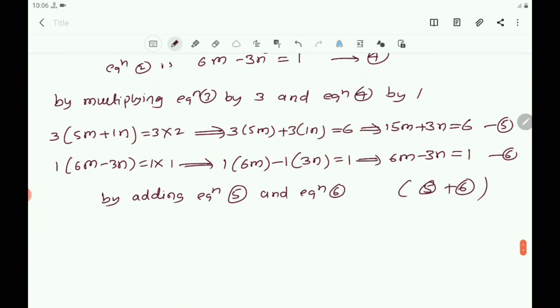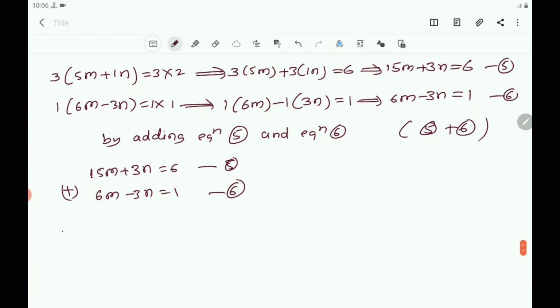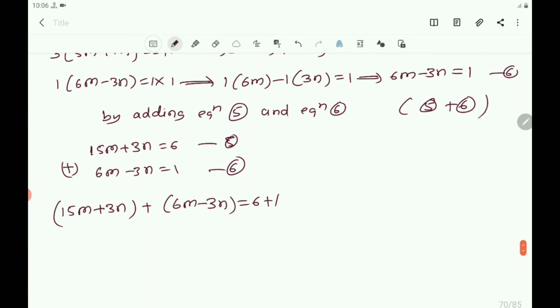Now you write 15m plus 3n is equal to 6, that is addition here, 6m minus 3n is equal to 1. This is the fifth, this is the sixth. Now you write 15m plus 3n plus 6m minus 3n and 6 plus 1. Add LHS to the LHS and RHS to the RHS. Now you open the bracket: 15m plus 3n plus 6m minus 3n is equal to 7.